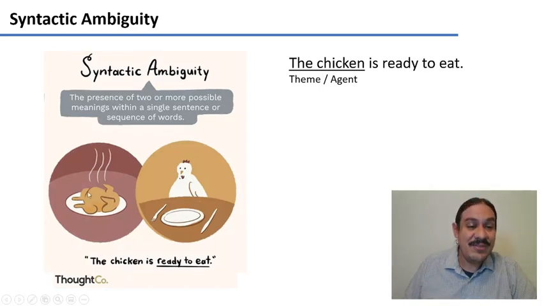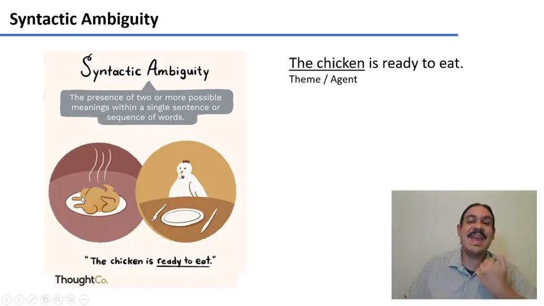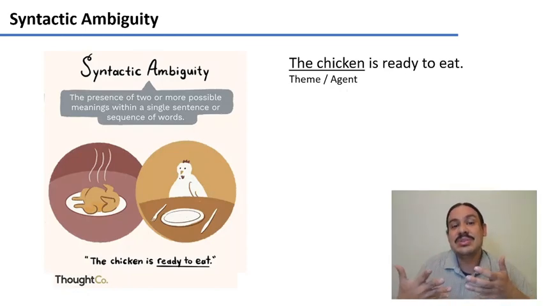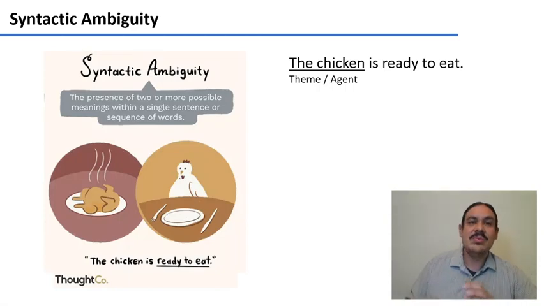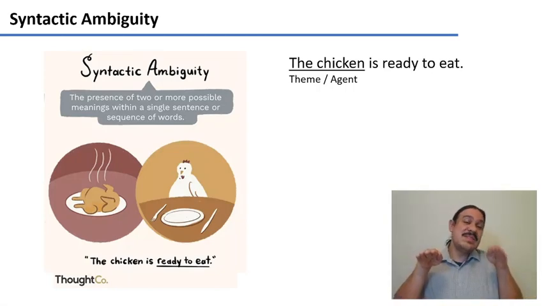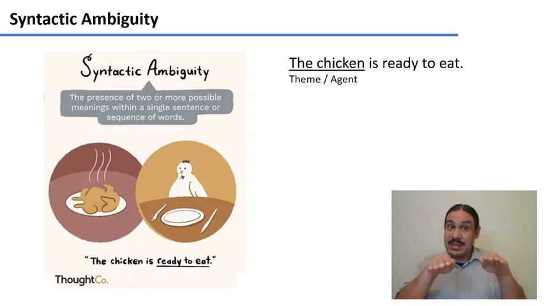On the meaning on the left, we have the food chicken, which has no power to decide to eat or not. So it cannot perform agency. The agency in the one on the left is on the part of whoever's doing the eating. Because of this, the subject here is probably closer to a theme, and the chicken is ready to eat. Whereas the one on the right is probably closer to an agent, because the chicken can perform agency, can deliberately choose to eat some grain. So this double possibility of having one semantic role or the other is what makes this ambiguous.